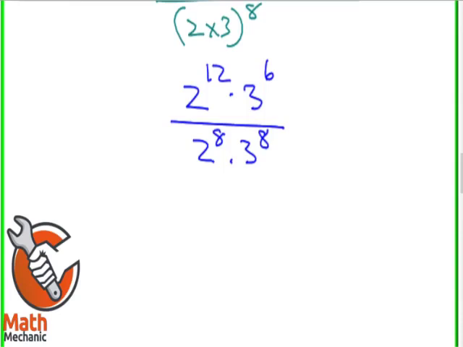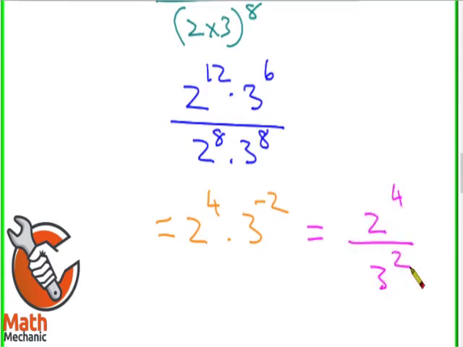So that will give us 2 to the power of 12 minus 8 is 2 to the power of 4, times 3 to the power of 6 minus 8 is 3 to the power of minus 2. And obviously then that minus 2 can go to the bottom, so this becomes 2 to the power of 4 over 3 to the power of positive 2. And that in turn can be simplified easy enough, because 2 to the power of 4 is 16 and 3 to the power of 2 is 9, and there you've got your final answer. So I hope this makes sense.